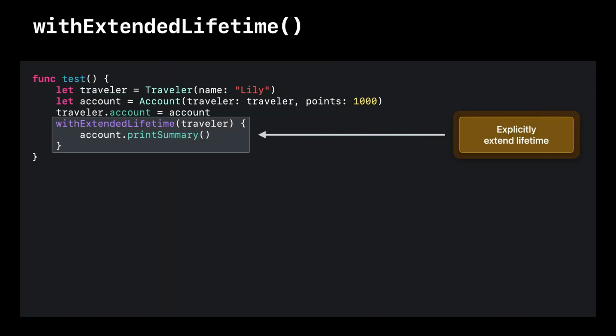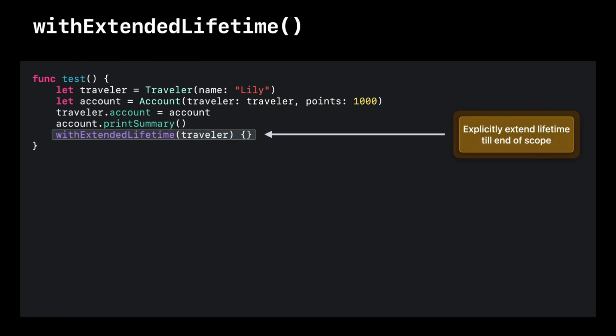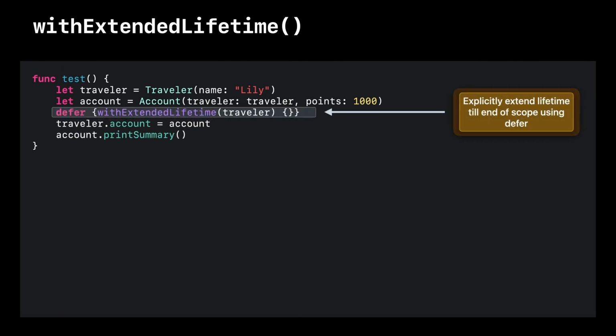Swift provides the withExtendedLifetime utility that can explicitly extend the lifetime of an object. Using withExtendedLifetime, it is possible to safely extend the lifetime of the traveler object while the print summary function is being called, preventing potential bugs. The same effect can be achieved by placing an empty call to withExtendedLifetime at the end of the existing scope. For more complex cases, we can ask the compiler to extend the lifetime of an object to the end of the current scope using defer.